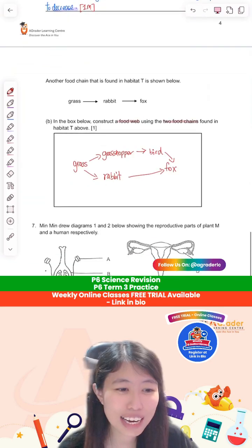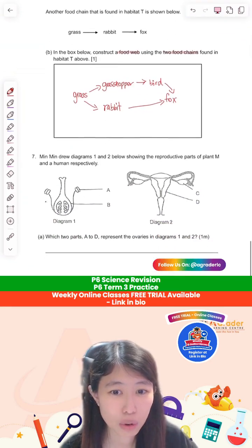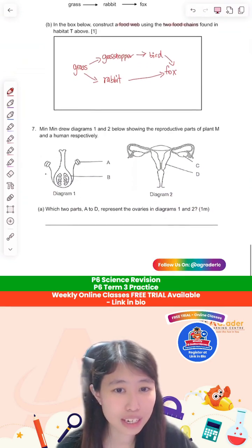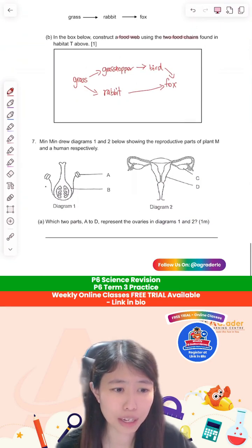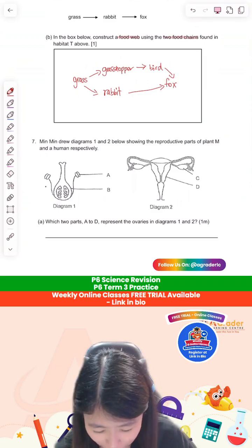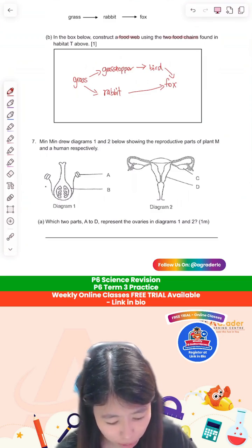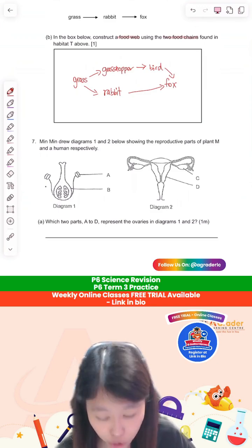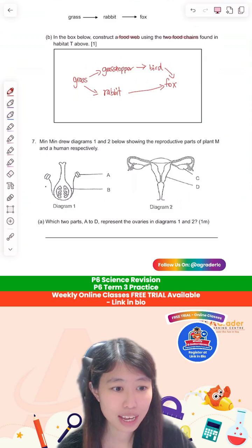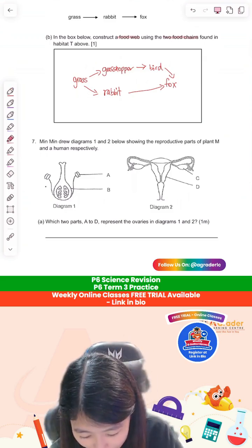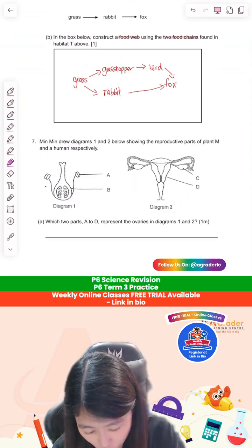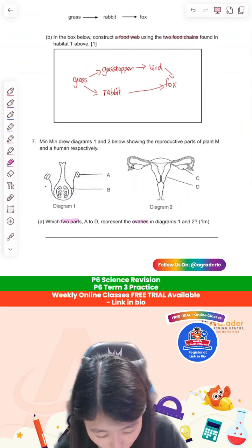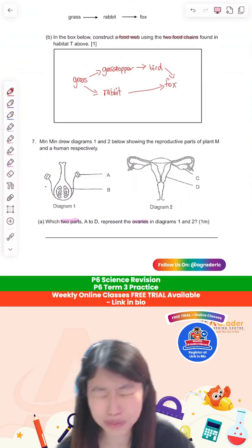Everyone, let's look at this one over here. Question 7. I think some of you are experts at this topic. Ming Ming drew diagrams 1 and 2 below, showing the reproductive parts of plant M and a human respectively. Can you send in the answers to me through the chat? Which two parts represent the ovaries in diagrams 1 and 2?